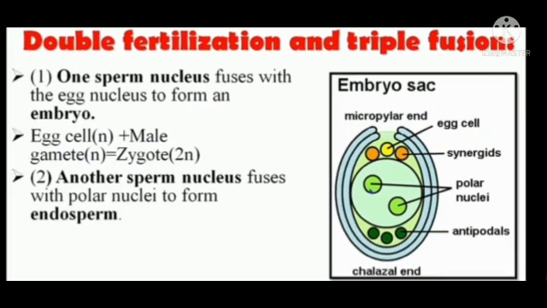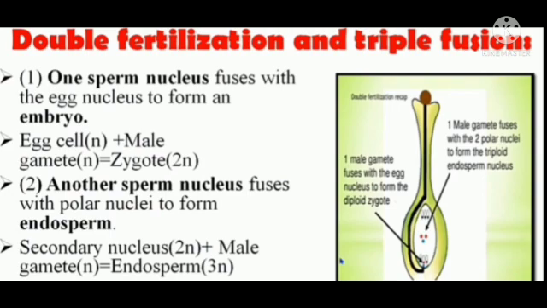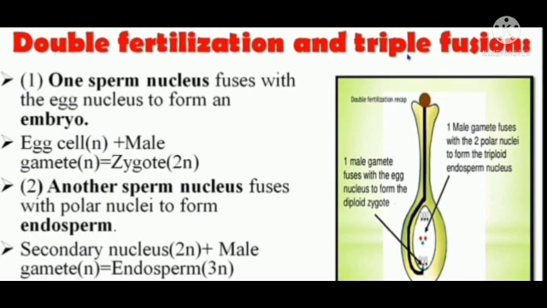Whereas another sperm nucleus fuses with the polar nuclei to form endosperm. In this case, the secondary nucleus, which contains 2n number of chromosomes, fuses with the male gamete, which contains n number of chromosomes. So the endosperm, which contains 3n number of chromosomes, is formed. In this way, three haploid nuclei are fused, and the process is known as triple fusion.